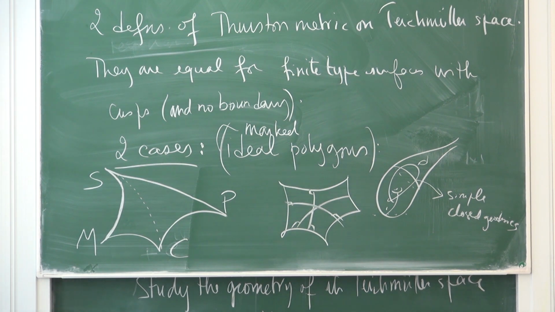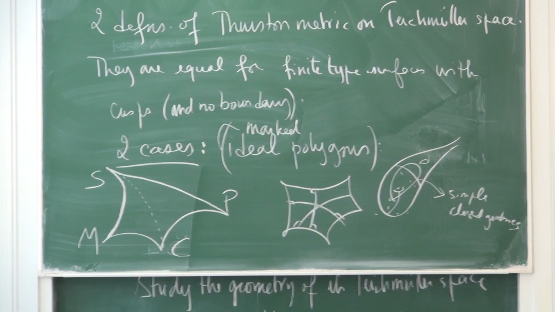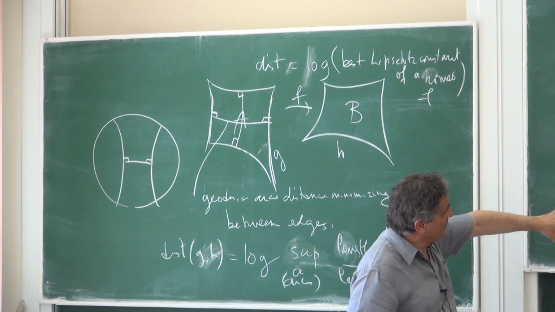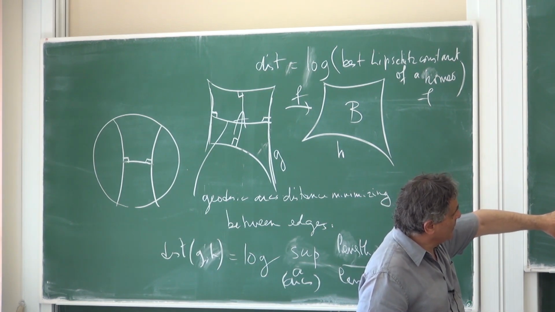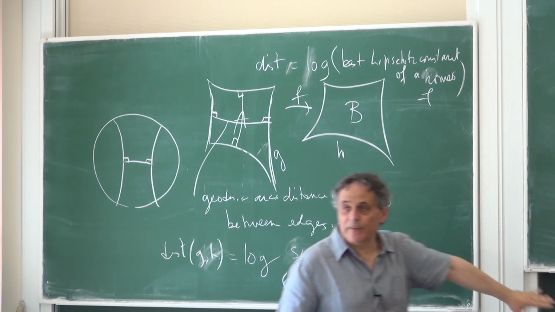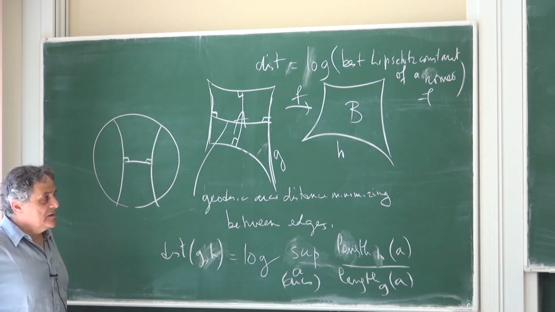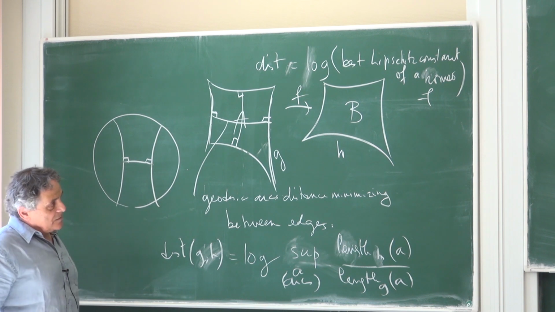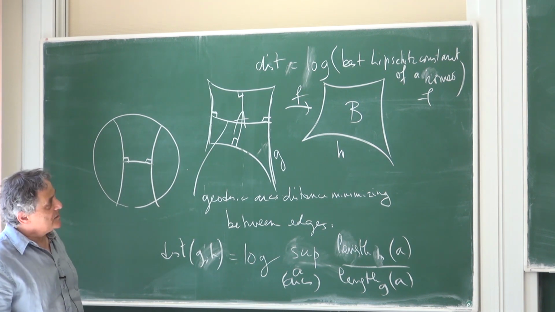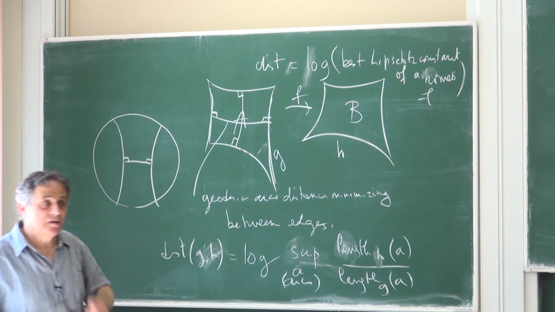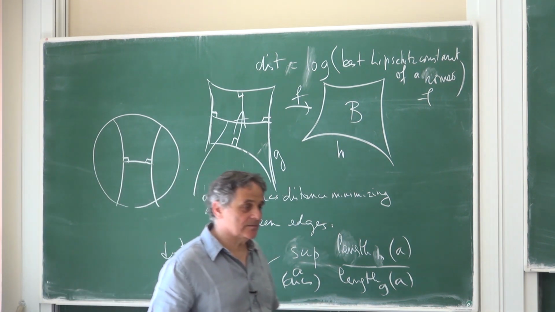I never checked whether in this case of the Teichmüller space of the ideal pentagon, these two metrics are the same. Maybe they are the same. In Thurston's theory, in the case of surfaces of finite type with cusps, these two metrics coincide. Here, I don't know. Maybe they are the same.